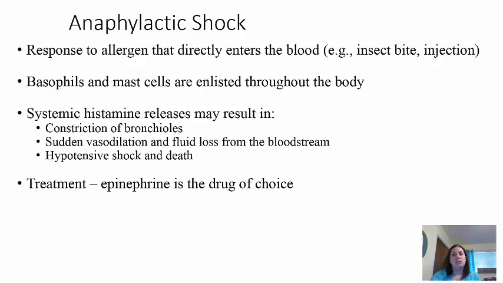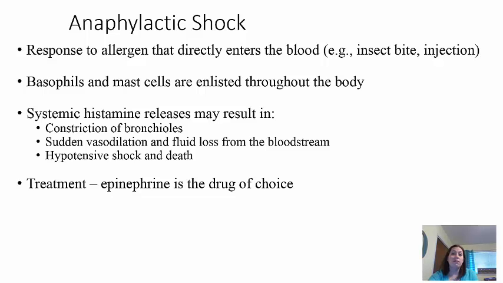Now, this could lead to something called anaphylactic shock. If you have an allergic reaction that directly enters the blood, like due to an insect bite or an injection, we see that basophils and mast cells are enlisted throughout. This causes a systemic release of histamine. So the histamine gets released throughout your whole body, which causes constriction of the bronchioles, making it hard for you to breathe. It causes sudden vasodilation and fluid loss from your bloodstream. So we see fluid leaving the blood. This causes your blood pressure to bottom out, and we see that you go into what we call hypotensive shock. If this is not reversed quickly, it can cause death.